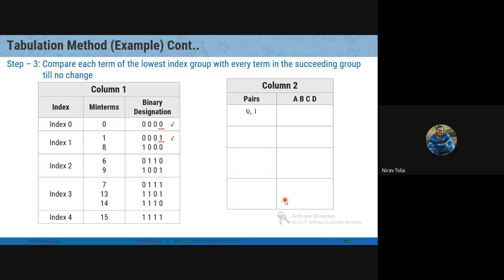So we have a pair of 0, 1, 0, 8, same with 1 and 9 and 8 and 9. Just we are checking, then we have a pair of 6 and 7 and 6 and 14 and 9 and 13 and 7, 15, 13, 15 and 14, 15.